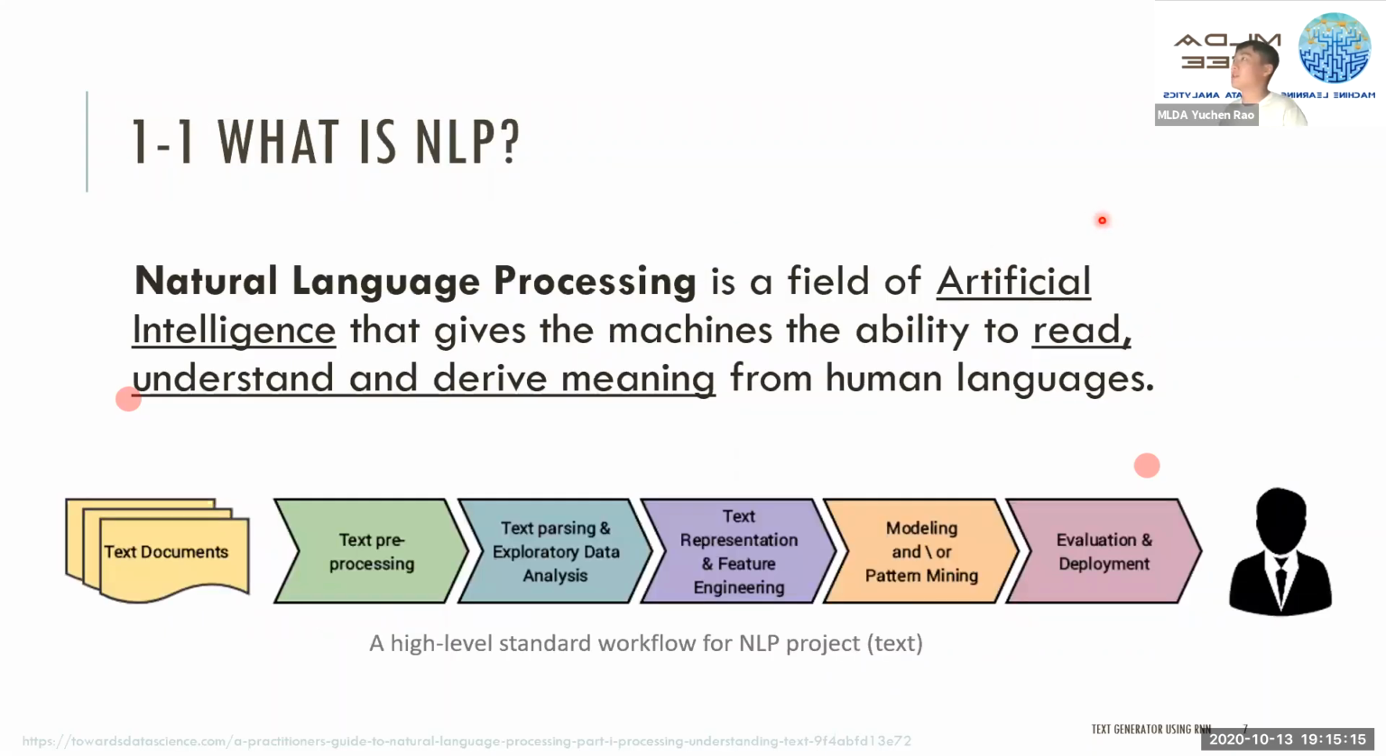Firstly, what is NLP? Natural language processing is a field of artificial intelligence that gives the machine the ability to read, understand, and derive meaning from human languages. Here, human language means your speech or text, and it can be in any language, whether Chinese, English, or whatever.